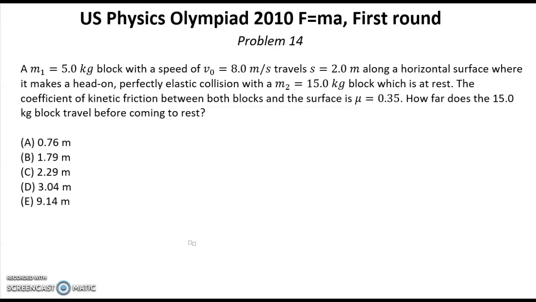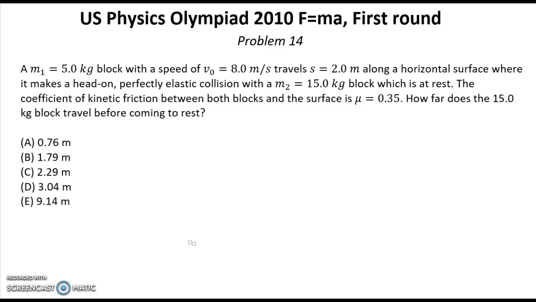A block with mass m1 equal 5 kilograms with the speed v0 equal 8 meters per second travels 2 meters along a horizontal surface where it makes a head-on perfectly elastic collision with the block of mass m2 equal 15 kg, which is at rest. The coefficient of kinetic friction between both blocks and the surface is μ equal 0.35. How far does the 15 kg block travel before coming to rest?